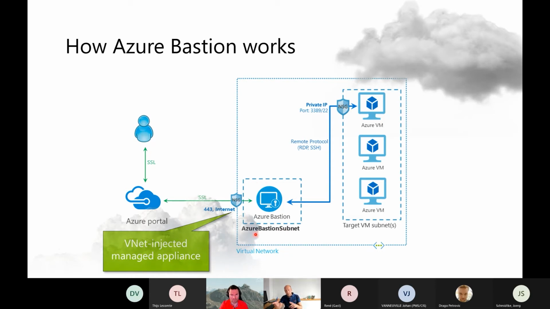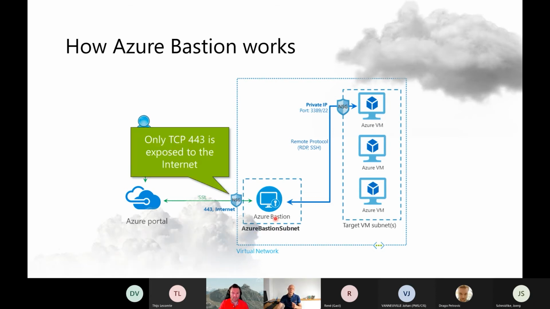Wim will dive into the prerequisites and things like that, but you can insert it into your virtual network. The only thing that is exposed to the internet is your Bastion host. So only 443 is exposed to the Bastion host. So you don't only need to allow that one on your NSG.